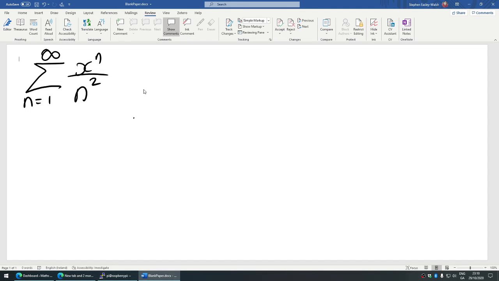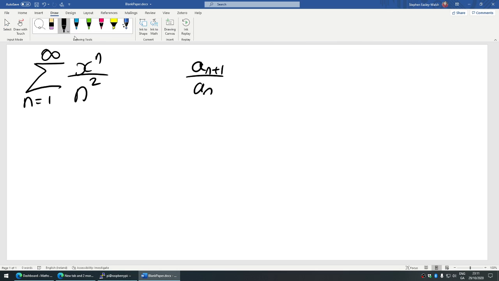Okay, let's check if this converges or diverges. I think I'll try the ratio test. So what you do is you calculate a_{n+1} over a_n in the series here. So that is the next term over the present term.